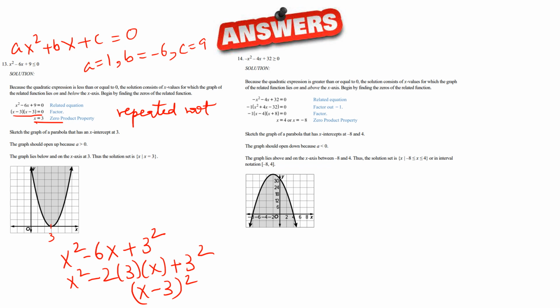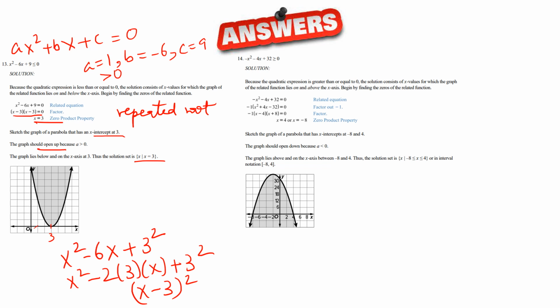Only one point. So now you have to have an open parabola opening up because a is positive, so it's an upward parabola. Now sketch the graph of the parabola that has x-intercept 3. So from 3 the vertex is going to start, y is 0, you make the parabola like this. Now you need to have the parabola less than equal to 0. That means the graph lies below and on the x-axis at 3. Therefore, the solution set is the set of all x such that x equal to 3.